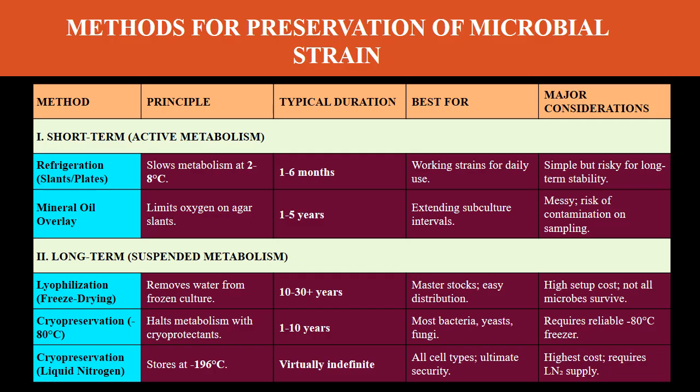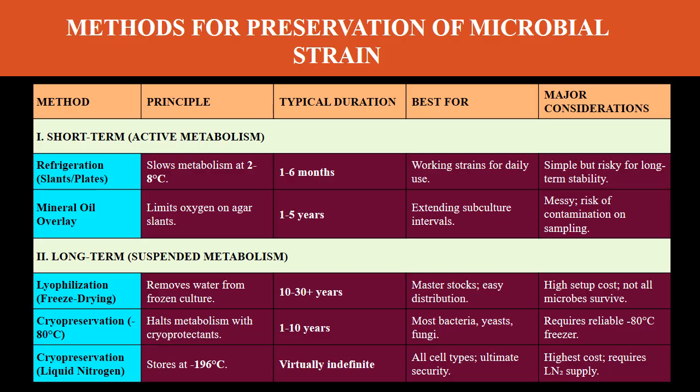The major consideration is that it is simple but risky for long-term stability. The next one is mineral oil overlay, whose principle is that it limits oxygen on agar slants. It has a typical duration of 1 to 5 years. It is best for extending subculture intervals. The major consideration is that it has a high risk of contamination on sampling.